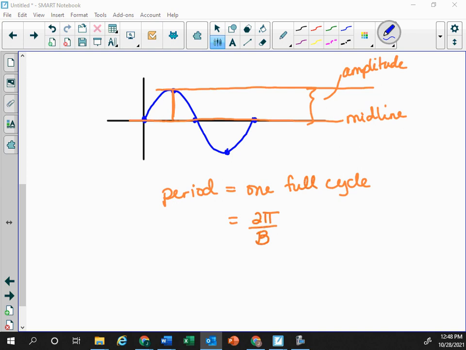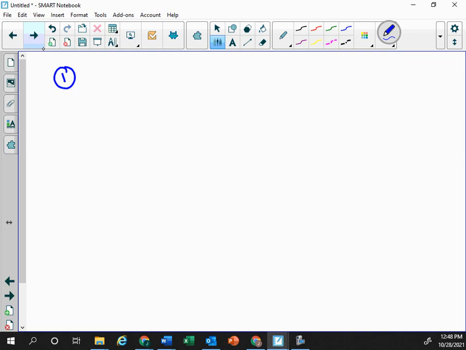Are we ready? All right, our equation, the first one we're going to graph, y equals sine of x plus pi over 2, all that in parentheses, minus 2.